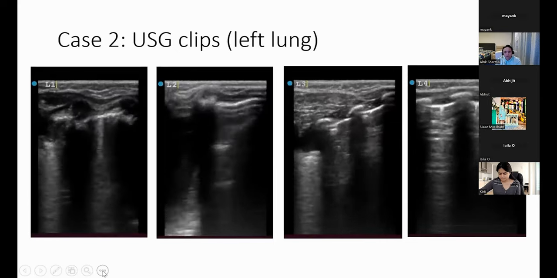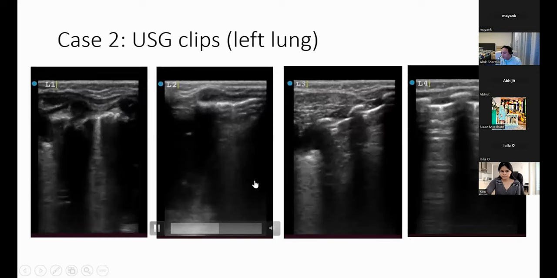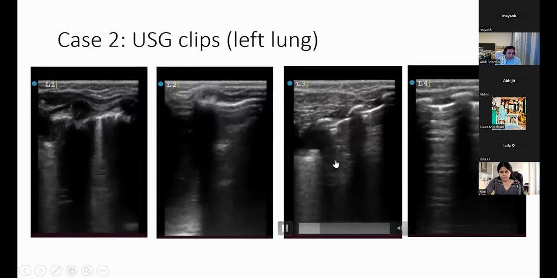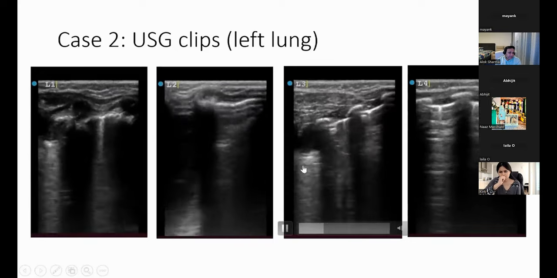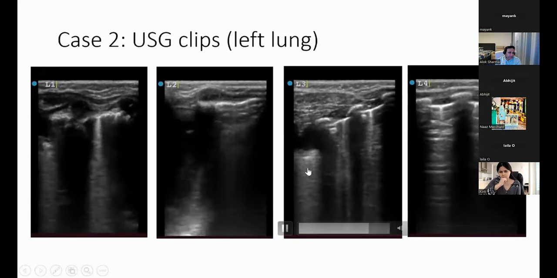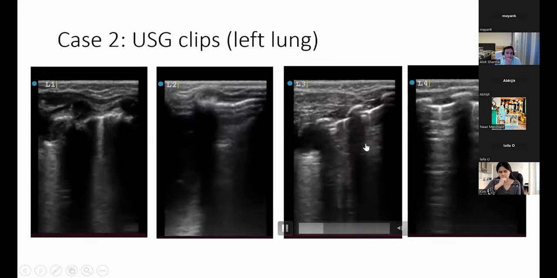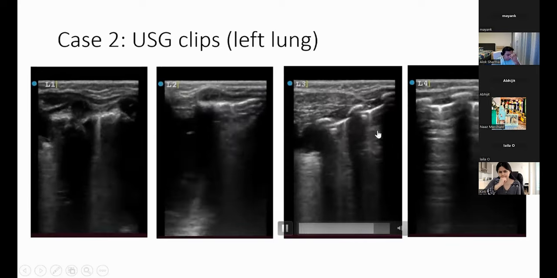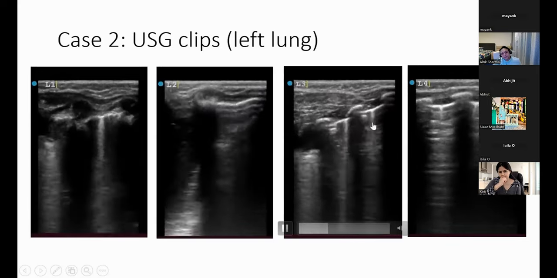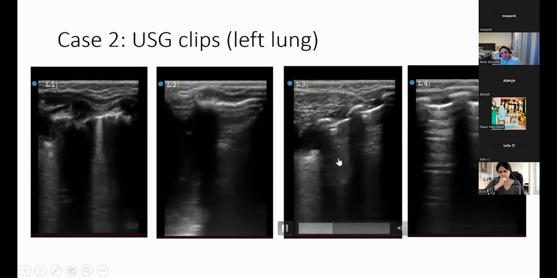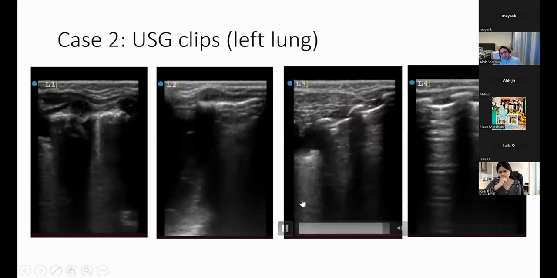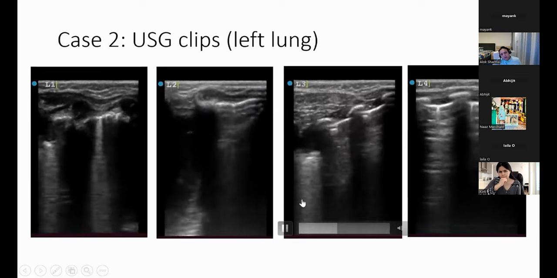L2 looks normal to me. Then L3, what do you think about L3? L3, the upper rib space has dominant confluent B lines. However, the lower rib spaces, again, I think there are A lines predominantly, and this is A profile. So again, the double lung point that you were mentioning. Yeah, but the upper lung field is a consolidation.